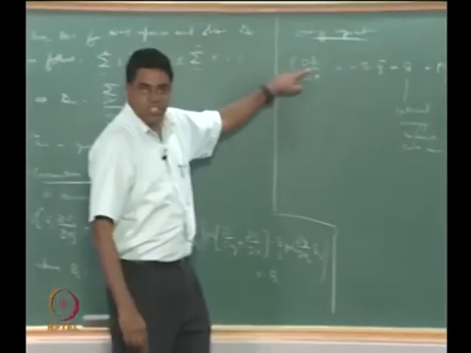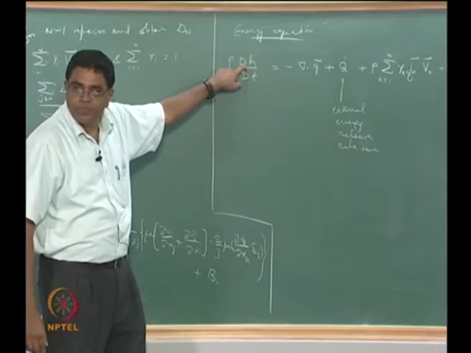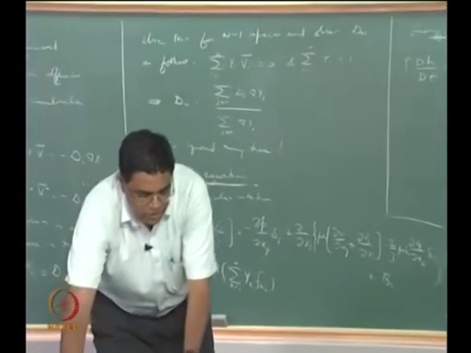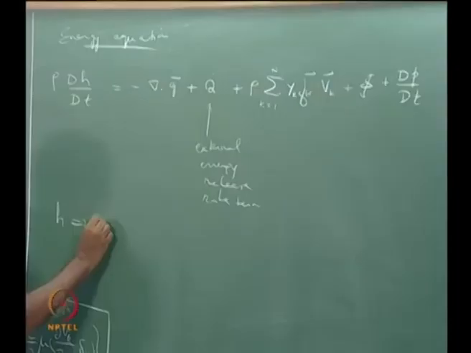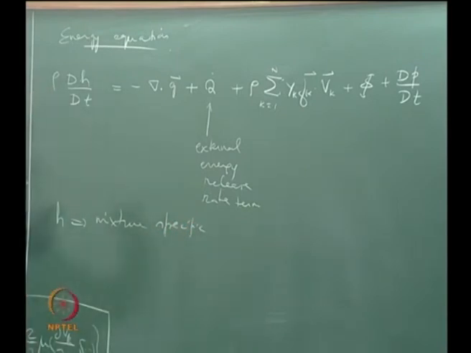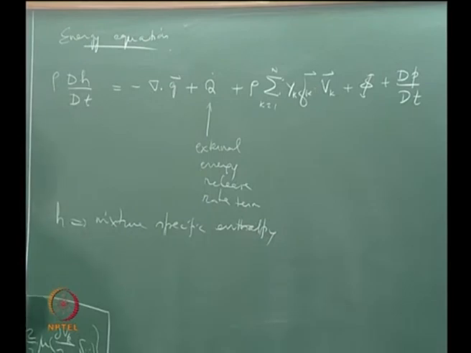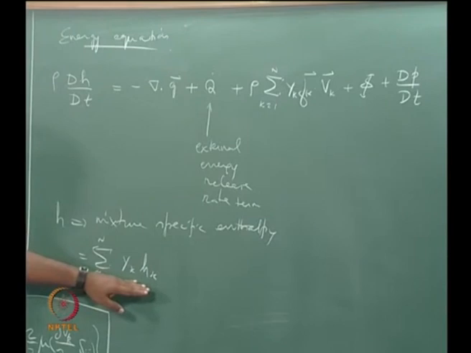So this H is the mixture enthalpy, mixture specific enthalpy. The reason why we are multiplying by rho is that specific means per unit mass, okay, specific enthalpy, and that is given by H equals the sum over k, capital K equals 1 to n, of Yk hk, where Yk is the mass fraction, still unknown in the system of equations, but hk is the specific enthalpy of species k, okay.